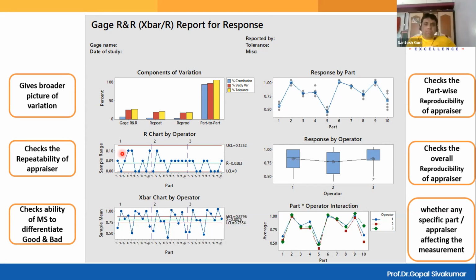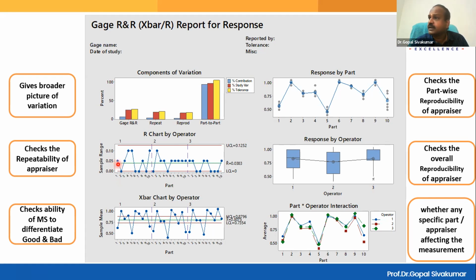Maximum minus minimum. Operator 1, part number 1, he measured 3 times. There will be a maximum and a minimum within the 3. The difference between the maximum and minimum is the range. If he is very consistent, the range will be very low. If he is less consistent, the range will be very high.